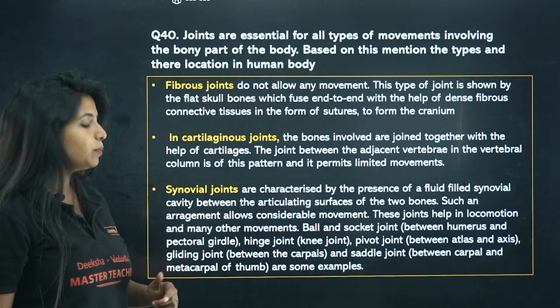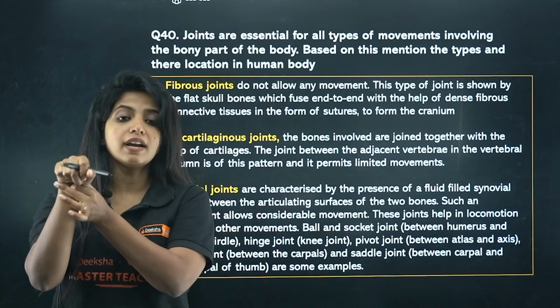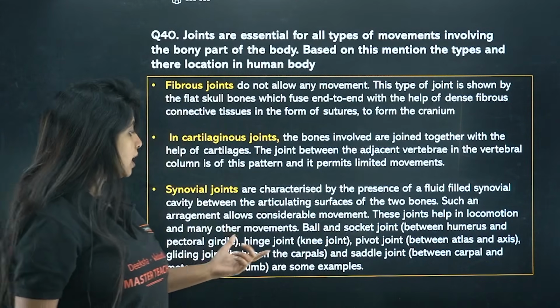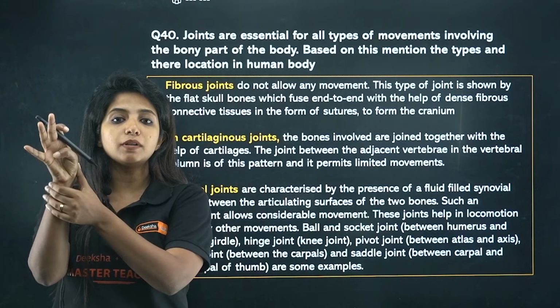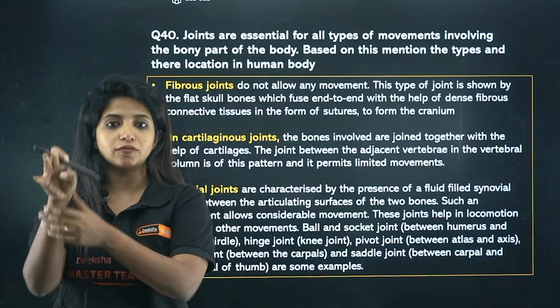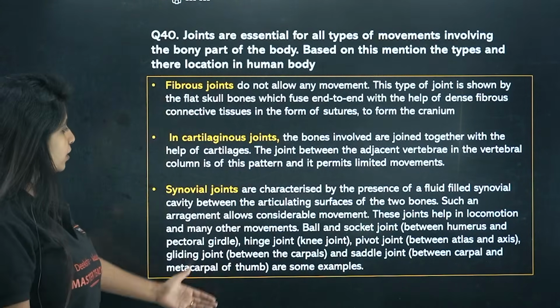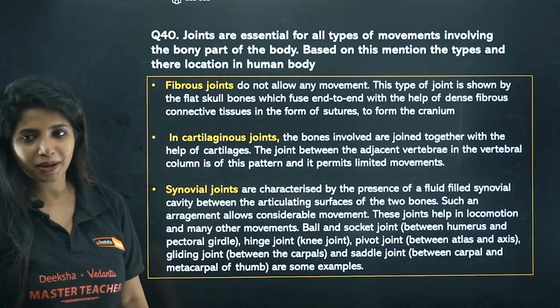Now you have gliding joint between the carpals. So in between the carpals over here you have the gliding joint, and my dear children, you have saddle joint between the carpals and the metacarpals of the thumb, which is why you are able to do all of this. So these are a few things that are up there. Please remember it, it can be asked.